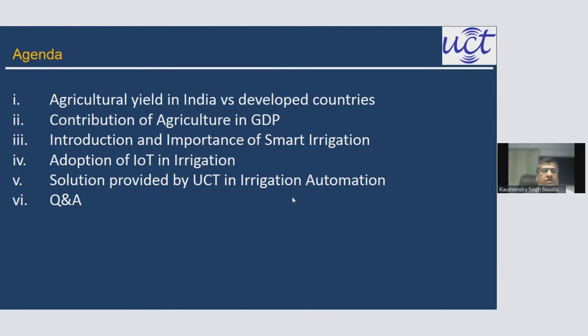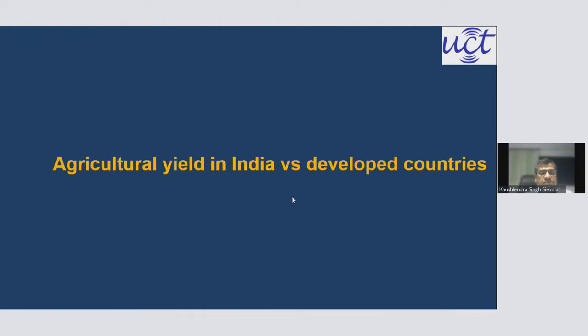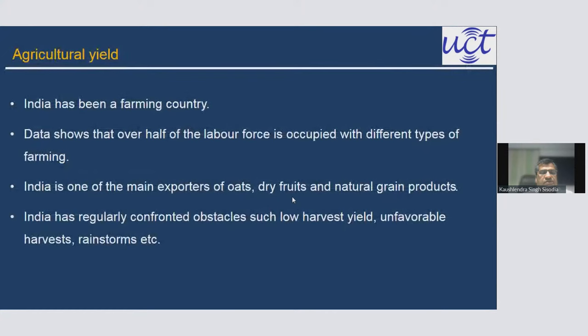So we will be briefing you about the products and solutions provided by Uniconverge in the irrigation domain right now. But we have many other products also. That is not the scope of the present presentation. Then we will take questions and answers. So let us start with agriculture yield in India versus developed countries.